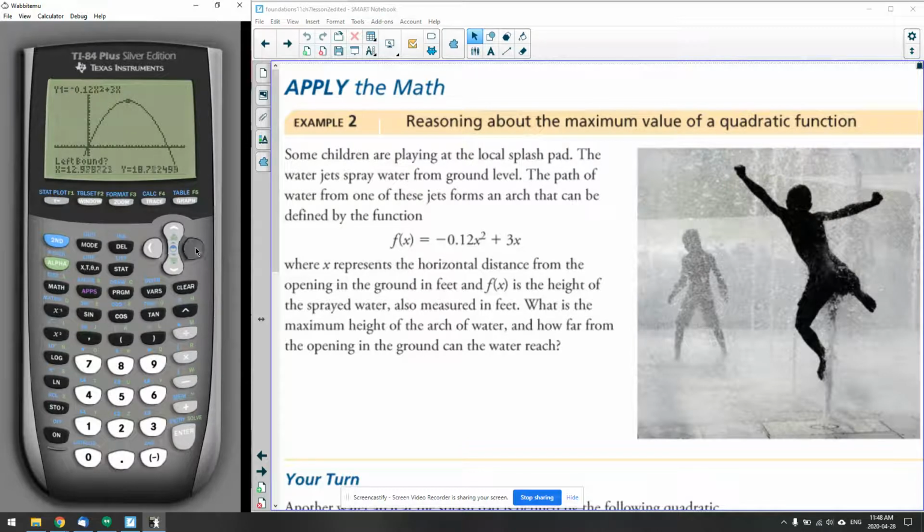And we need, again, that left bound to be on the left side. I like to move it a little closer. You don't have to. So you hit enter. You move the right bound to the other side of where it crosses. Hit enter, tell it to guess, and at 25 feet, that water is going to hit the ground again.